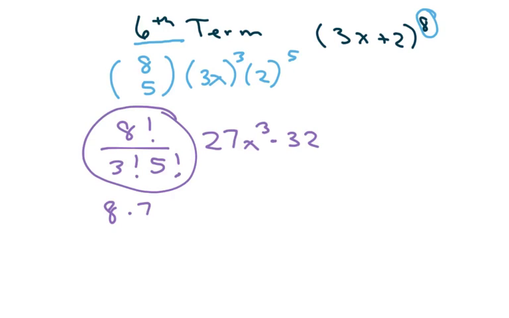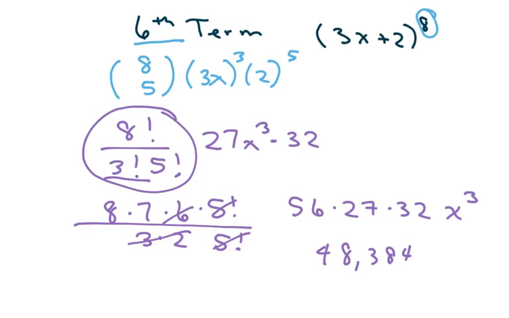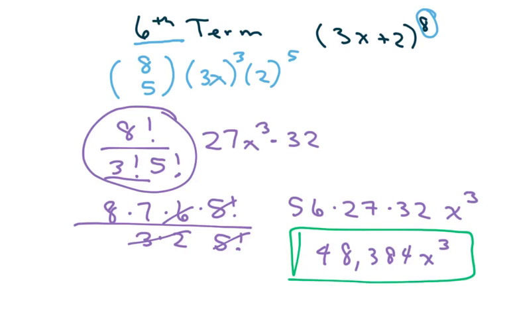Now I have to take care of that. This is 8 times 7 times 6 times 5 factorial over 5 factorial, and this is 3 times 2. So that cancels. This cancels, so we get 56 times 27 times 32 times x cubed. And when you multiply all that out, we're going to get 48,384 x cubed. And that is your sixth term.